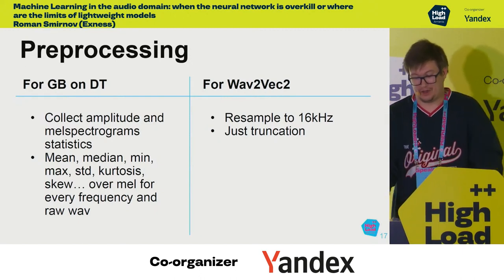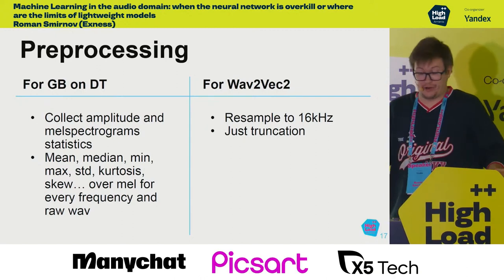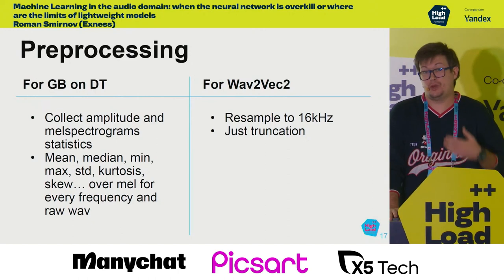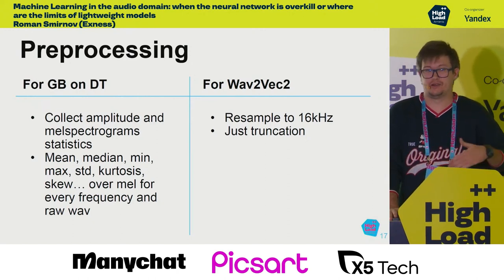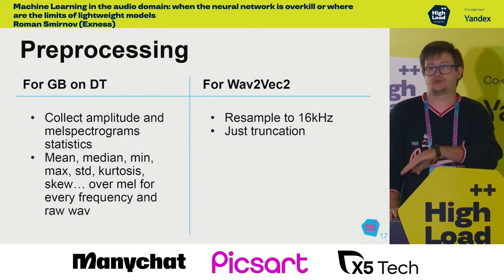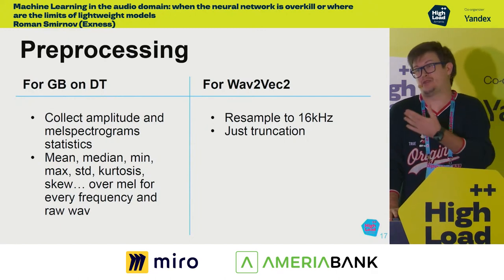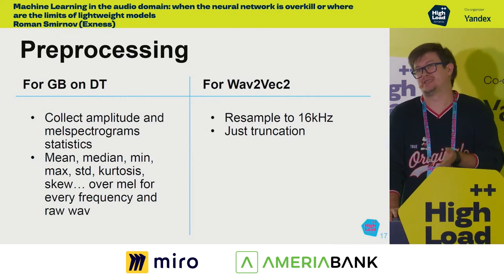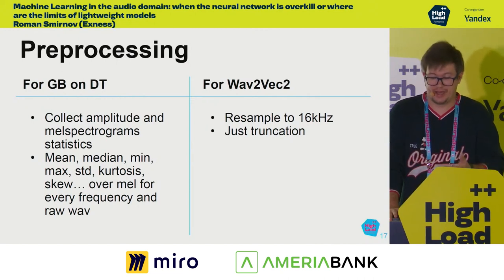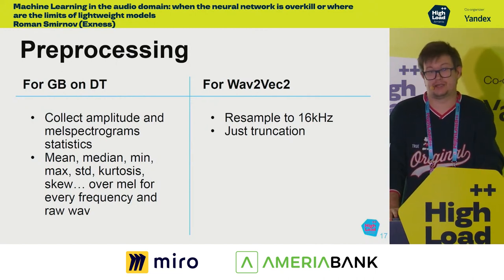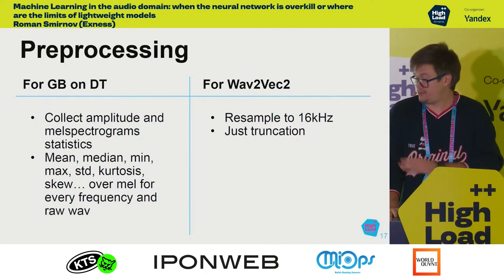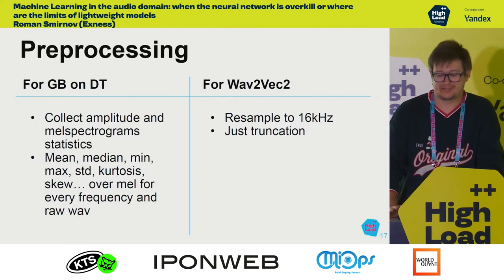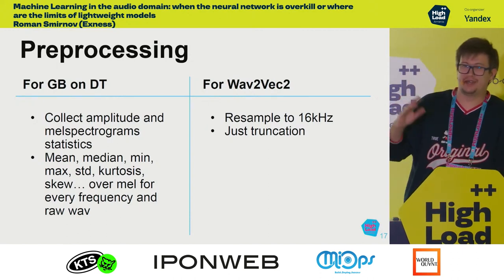On the other hand, it's gradient boosting on decision trees. Again, it's CatBoost. We have to extract statistics, while for Wav2Vec, using its many layers, it extracts statistics, features by itself. And for gradient boosting, we have to extract statistics. Here we just collect amplitude and mel statistics using mean, median, and so on.